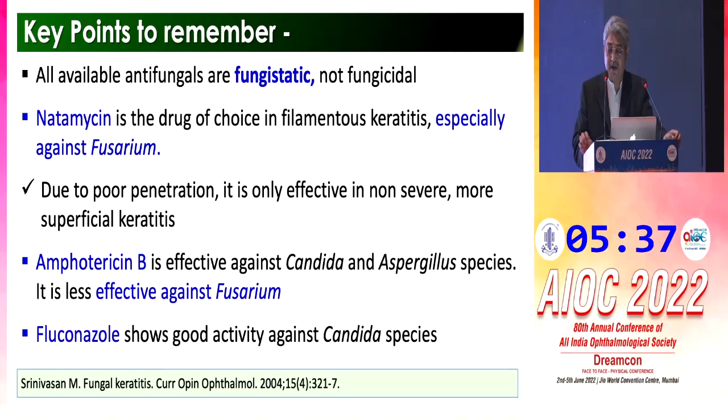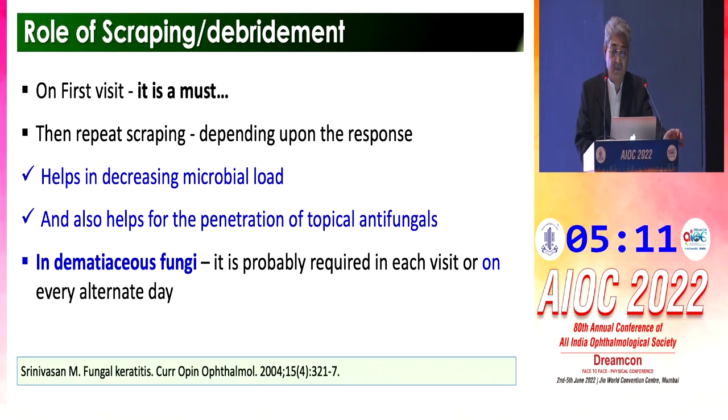Key points to remember: all available antifungals are fungistatic, not fungicidal. Natamycin is the drug of choice in filamentous keratitis, especially against Fusarium. Due to poor penetration, it is only effective in non-severe, more superficial keratitis. Amphotericin B is effective for Candida and Aspergillus. Fluconazole also shows activity against Candida species.